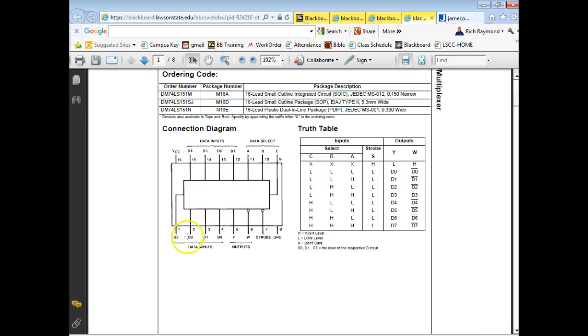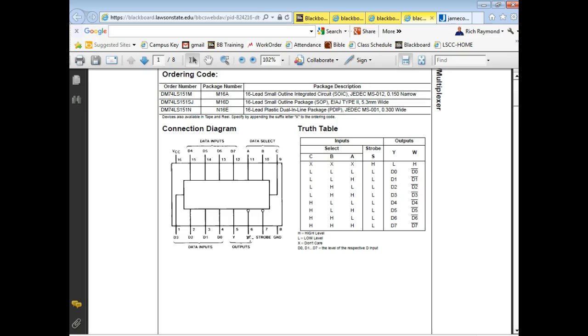So this is showing us, this is the guide. Here's my data inputs. We have D0 to D7. Then we have my selectors. So the selector is selecting which input is routed to the output. Then we got strobe. This is another name for chip select. So if this thing's going to work at all, the strobe pin has to be what? Has to be low. We have two outputs. We have Y, which is uninverted, and we have W, which is inverted. It's up to you to figure out which one you want to use.